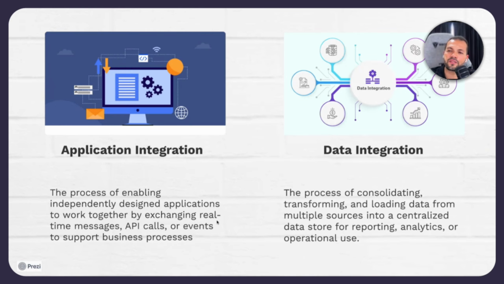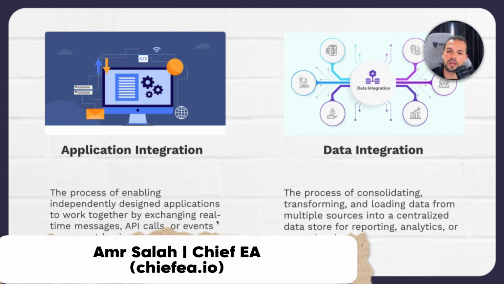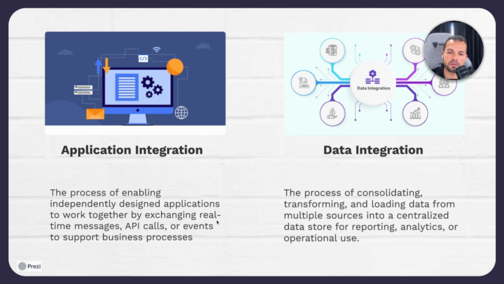So everything we have been discussing so far, all the use cases we have mentioned, is application integration. And we say application integration is the process of enabling independently designed applications to work together by exchanging real-time messages or data through API calls or events, and this is to support business processes.